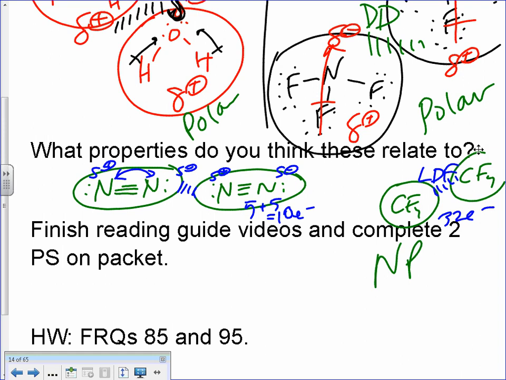So, if you have London dispersion forces, the higher London dispersion forces occur with the one with more electrons in comparison. That means it's going to have higher physical properties. What are some physical properties we can relate to IMFs now? Boiling point, what else? Melting point, what else? I actually mentioned like 3 or 4. Surface tension, what else?